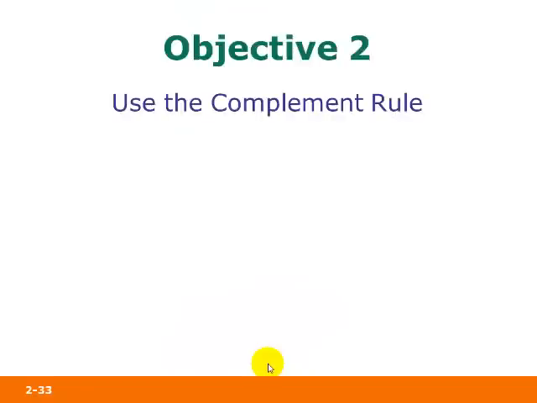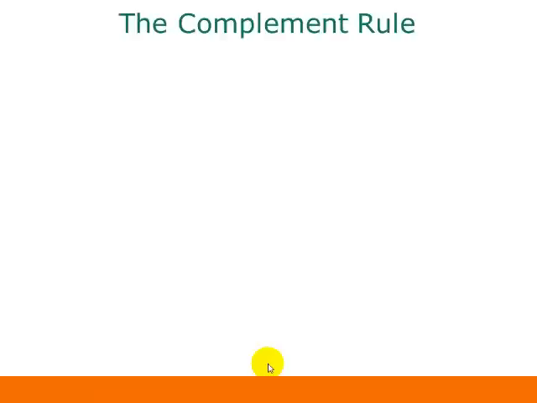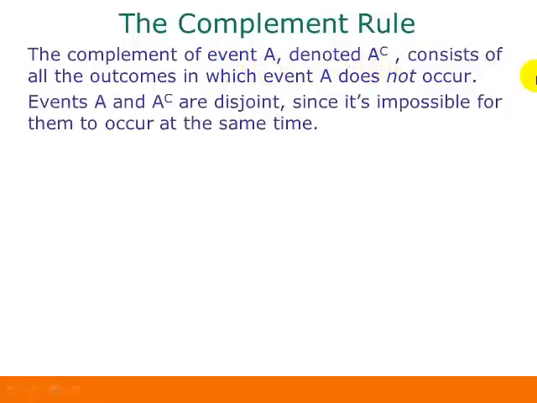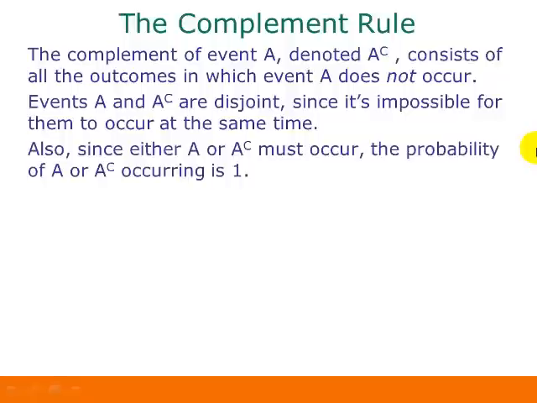Objective 2 in this section is to use the complement rule. And we already talked about complements a little bit in the last section. So remember that the complement of event A consists of all the outcomes in which event A does not occur. Events A and A complement are disjoint because it's impossible for them to occur at the same time. And A and A complement together make up our whole sample space. So the probability of either A or A complement occurring is 1.